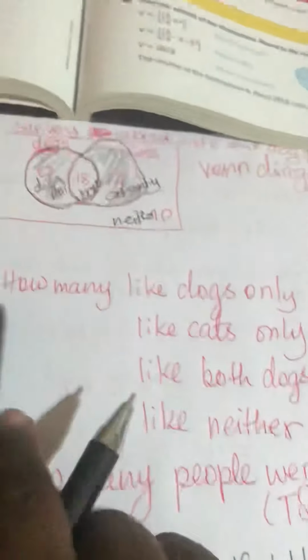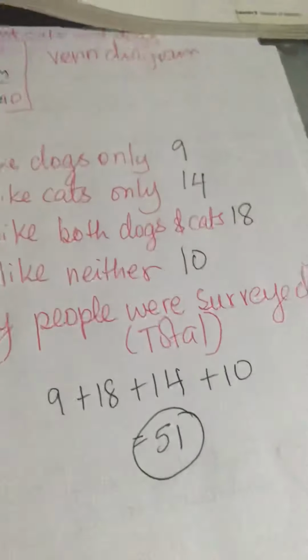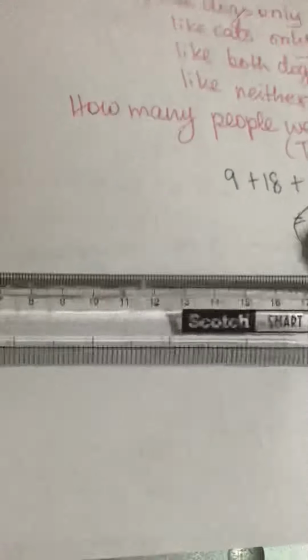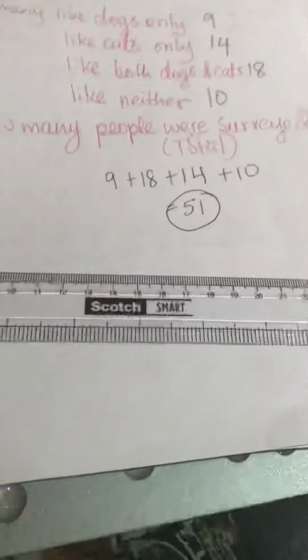Okay? Then dogs only, that is 9. Cats only, that is 14. Both is 18. Neither is 10. There. After you've answered these questions, now you can draw your table and fill it out. So let me draw my table. Give me 1 second, I draw, because I can't hold the phone and draw at the same time. So I'll draw quickly.